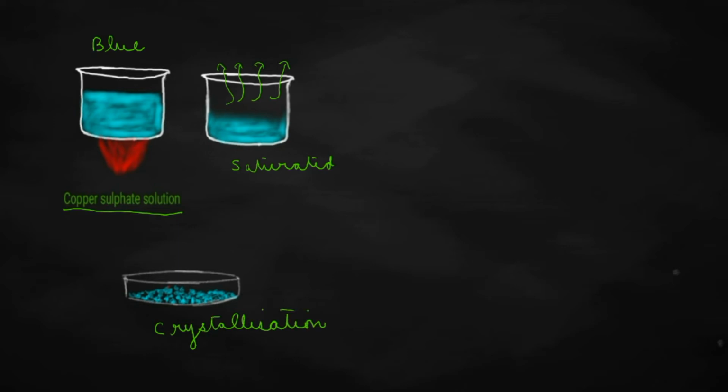We are interested in the formula of the copper sulfate crystals formed. What will be the formula of copper sulfate? Write along with me: CuSO4.5H2O. What is this 5H2O? That is known as water of crystallization. So what is water of crystallization? Whenever a salt crystallizes out from a saturated solution, some amount of water is associated with it. The number of molecules of water associated with that salt is known as water of crystallization.